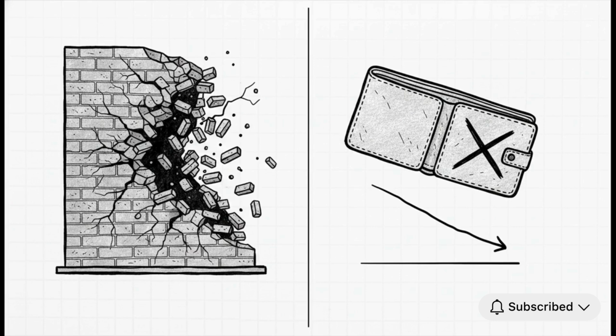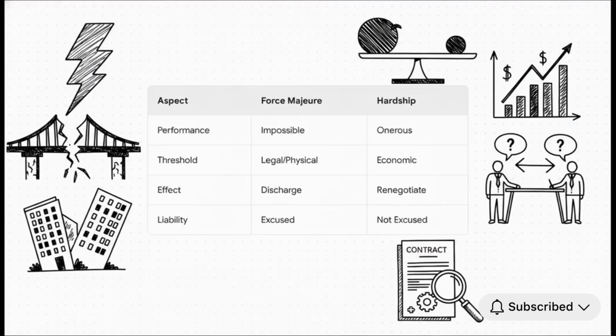Section 56 is about true legal or physical impossibility, not just losing money on a bad deal. Honestly, understanding this legal difference between objective impossibility and a severe economic burden, that alone can save your business millions. Force majeure means performance is entirely prevented, which can lead to a complete discharge of your obligations. Hardship, on the other hand, just makes it excessively onerous to perform.